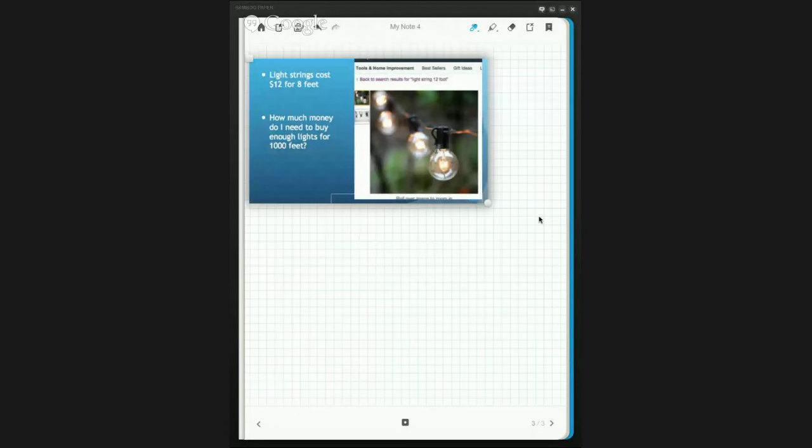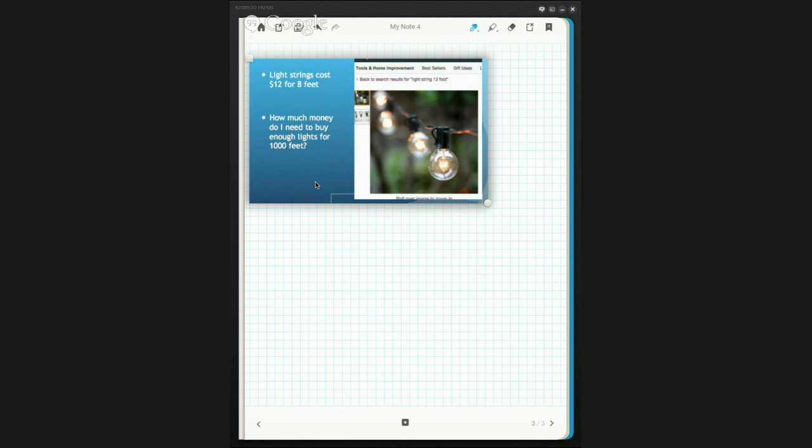So if you remember, we were looking at this string of lights, and we know that a string of lights costs $12 if we have 8 feet of lights. But I want to know, how much money do I need to buy 1,000 feet of light? I'm clearly going to need more than one light string. If one light string is only 8 feet long, I'm going to need lots and lots of them to get to 1,000 feet. But let's see, there's a couple ways I can think about this.